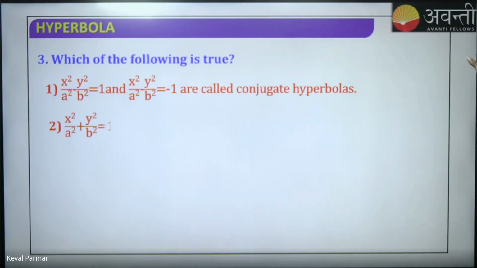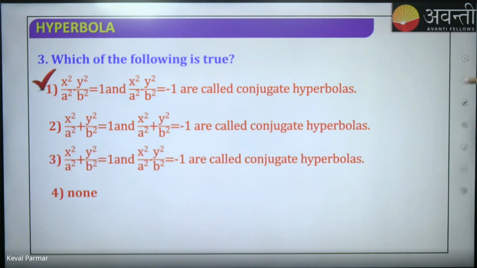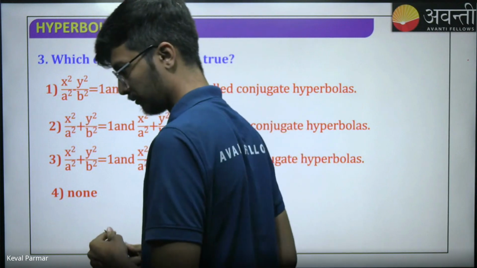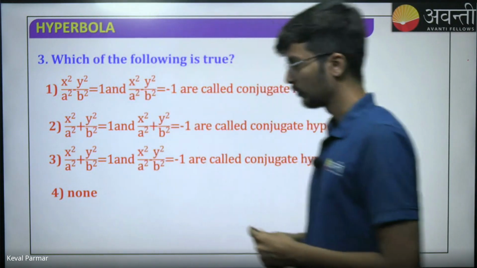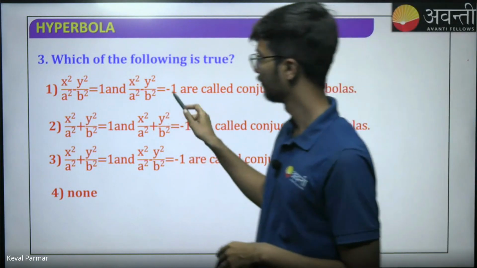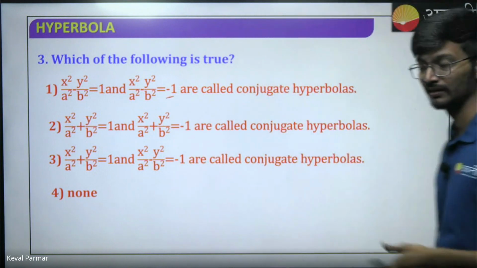Which of the following is true? Yeah, this is important, guys. Let's see. Which are the conjugate hyperbolas? Conjugate hyperbolas we just now saw. Conjugate hyperbolas are x square upon a square minus y square upon b square equal to 1 and the one with negative sign. So I think it is option first.